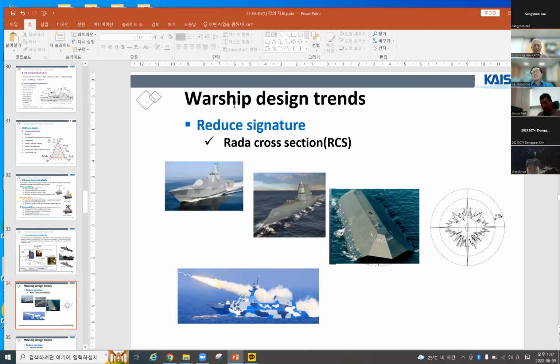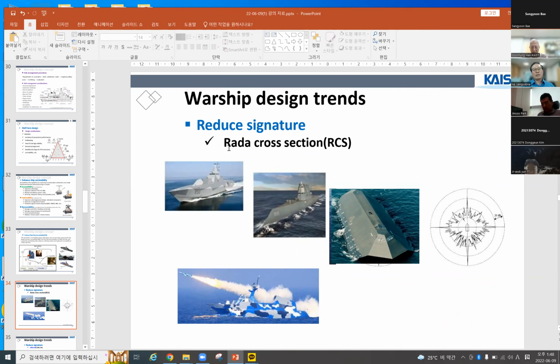These days, many environmental world conditions have changed and the technology has changed. Many warship design trends are very different. So I'd like to introduce some of the warship design trends.